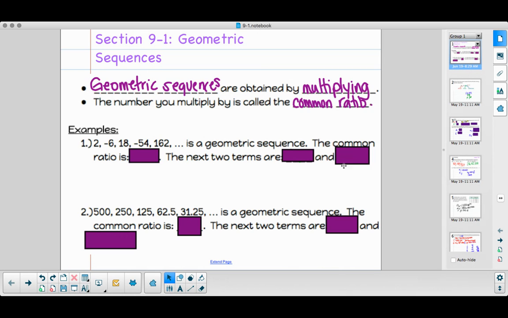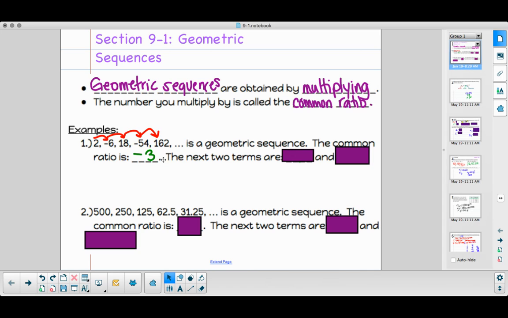Again, the common ratio is just the number that you are multiplying by to get from one term to the next. So to get from 2 to -6, we're multiplying by -3. To get from -6 to +18, you're also multiplying by -3. Positive 18 times -3 is in fact -54, and -54 times -3 is positive 162. So that means that our common ratio in this case is -3.